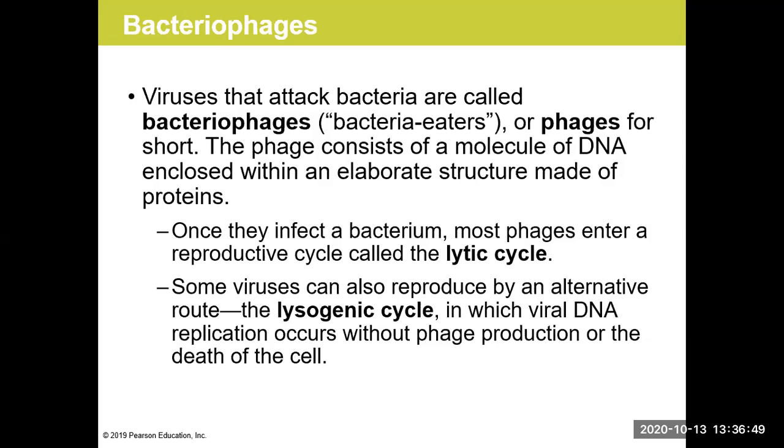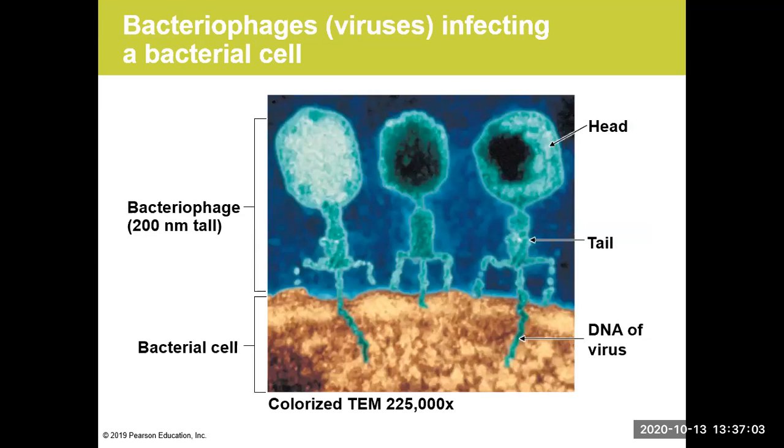But then some viruses will not kill the bacterial cell immediately. They can reproduce, but they will not lyse the bacterial cell. That alternative route is known as the lysogenic cycle. This figure shows how a bacteriophage infects a bacterial cell. In this figure, the brown colored part is the bacterial cell, while what you see above, those little robot-like things, are the bacteriophages, about 200 nanometers tall. They have a head and a tail, and you see a bacteriophage inserting its DNA in the bacterium.